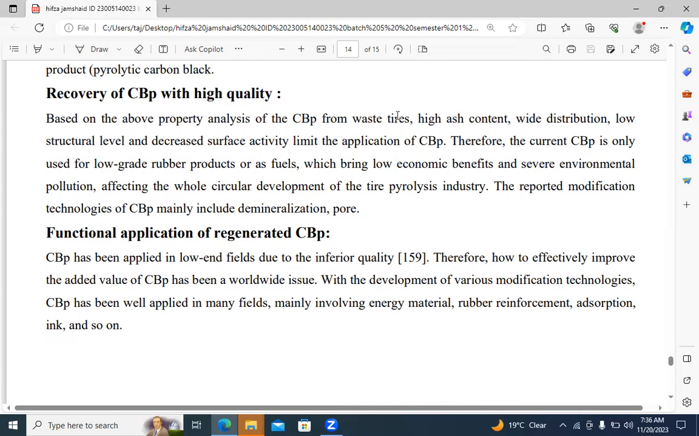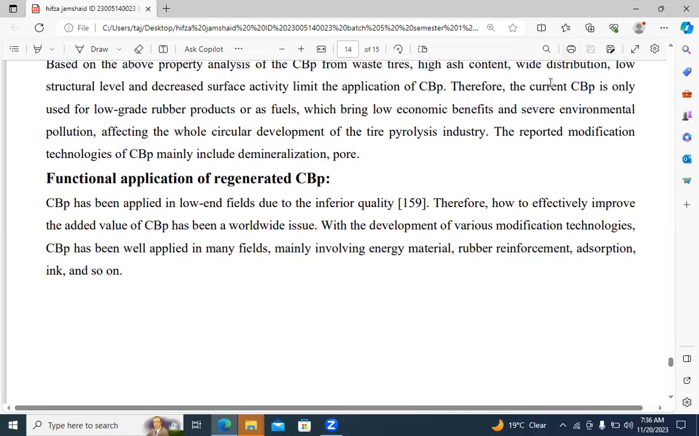In this way, you will produce carbon black from waste tire that has high content of ash, poor distribution, and surface activity lower than commercial carbon black. So the current carbon black is only used for low-grade rubber products such as fuel, and it brings few economic benefits and several environmental pollution problems, and also affects the development of the tire pyrolysis industries.